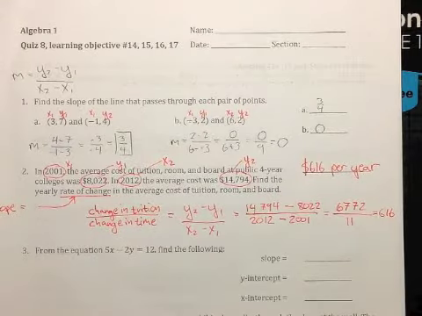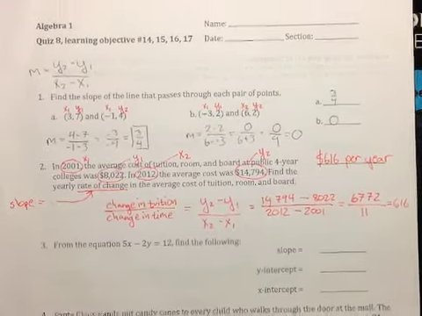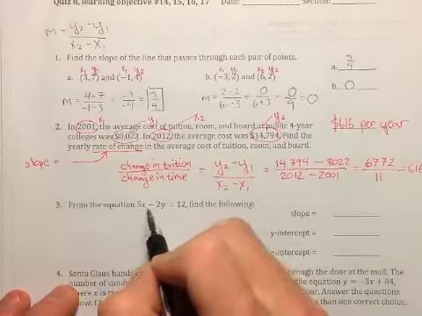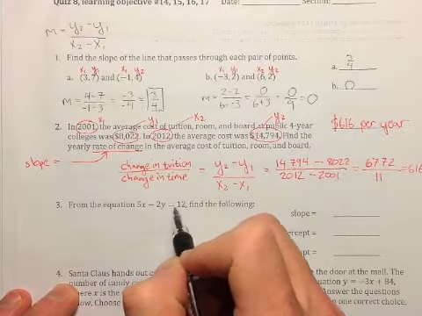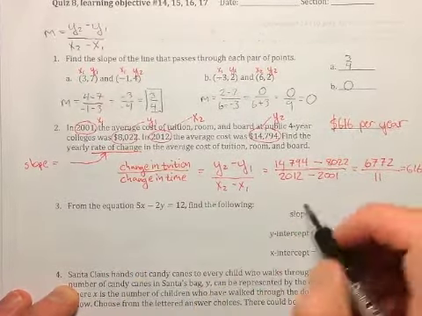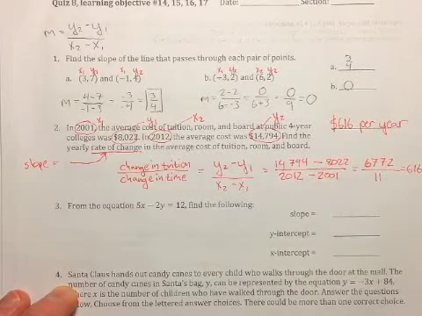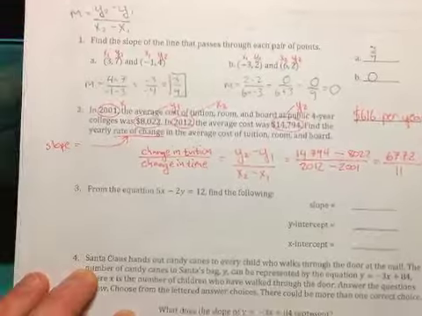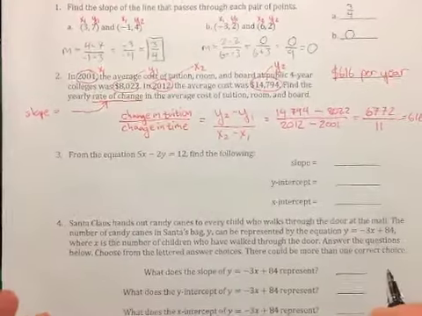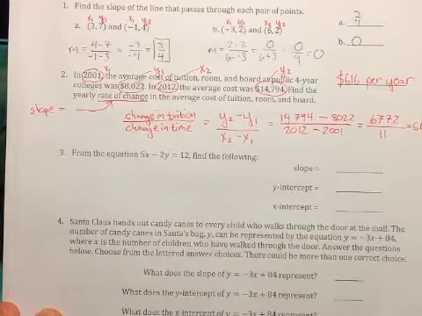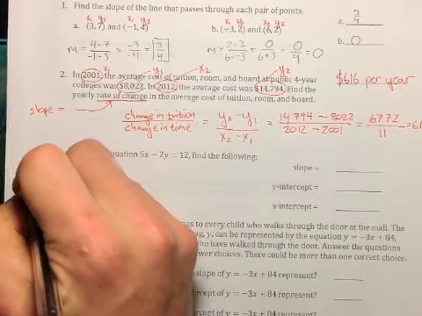Okay, now let's look at problem number 3. From the equation 5x minus 2y equals 12, find the following. Find the slope, the y-intercept, and the x-intercept. Now, you're going to be writing this down with me. Okay, so write down that equation. Now, currently, this equation is written in standard form.